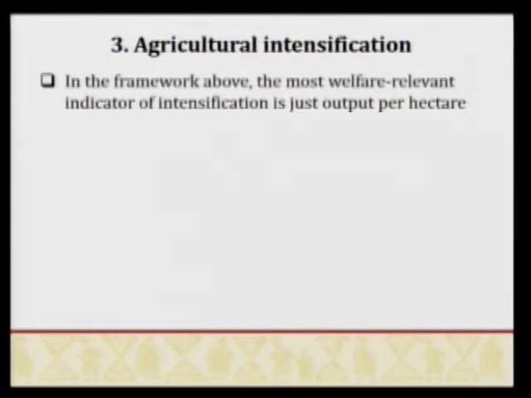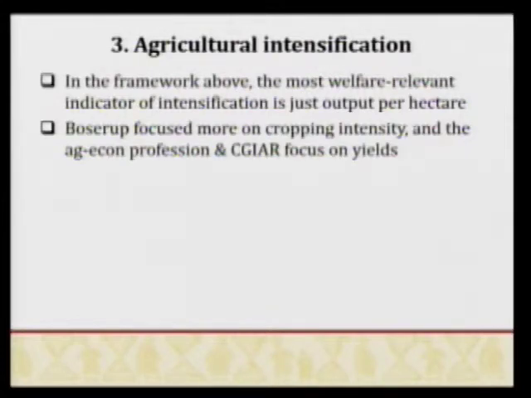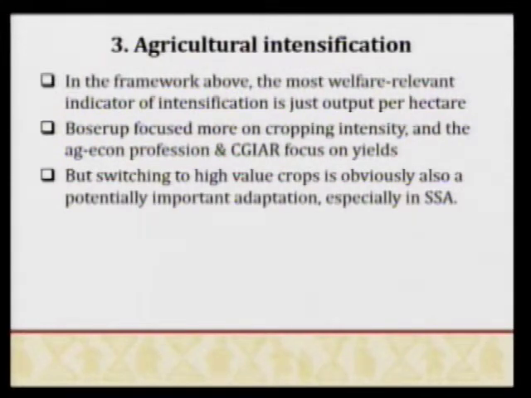So if we can't expand land, we need to intensify, we need to get more from the land. In the framework above, this is what Boserup posited farmers will do. They'll intensify land. And also farmers, even if they're exposed to new technologies, the farmers that are most land constrained should have stronger incentives to adopt those technologies. Boserup focused very much on cropping intensity. The ag econ profession and the CGIAR, we very much focus on yields. But switching to high value crops is also another potentially important means of adapting to land constraints. You think about high density East Africa, where a lot of coffee is grown, tea and so on, a lot of high value crops and livestock products.